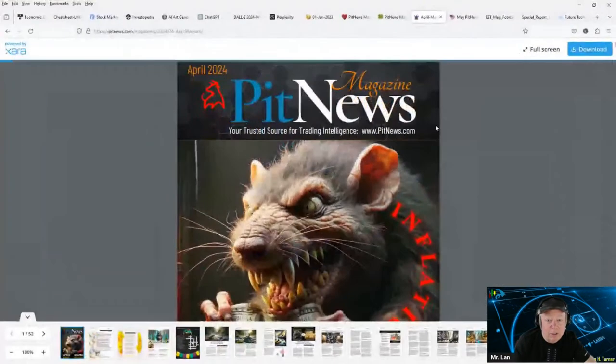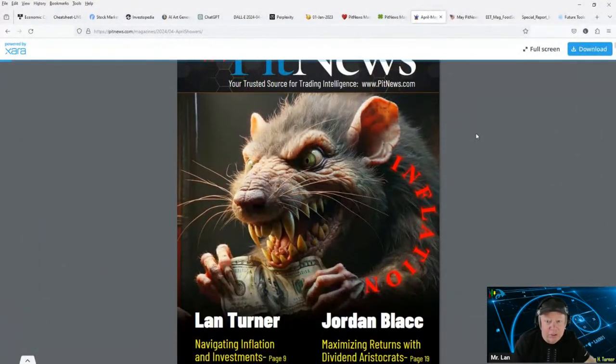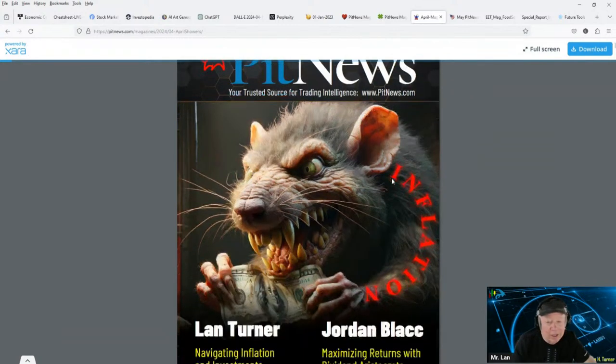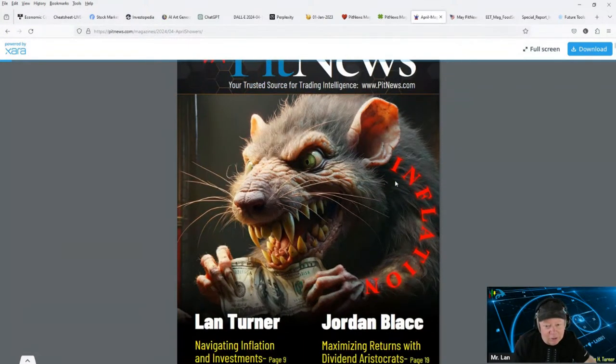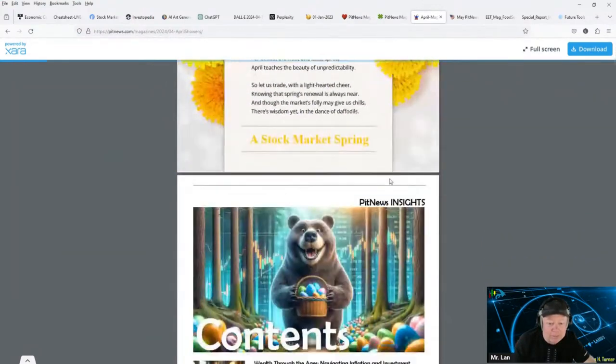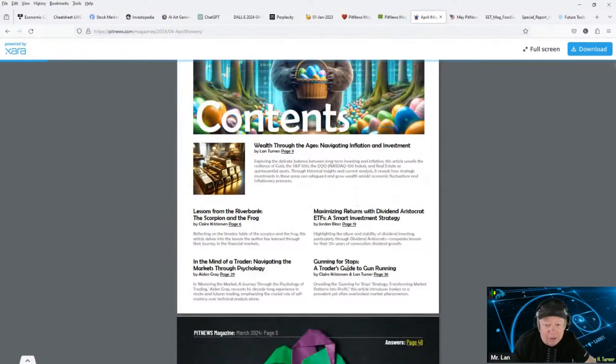So here's Pitt News Magazine from the April issue, and you can see it was all about inflation. That's the cover. And I got a cool cover. That's an awesome photo, that rat eating a dollar. So anyway, if we come down here, we can go to the contents, and we have an article in here called Dividend Aristocrats. All right. So Michael Bruce has been looking into dividends, and you hit page 19.